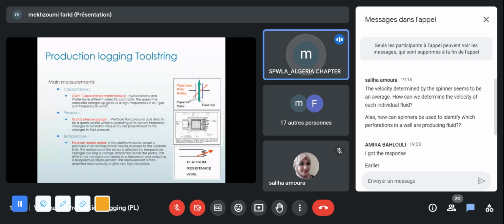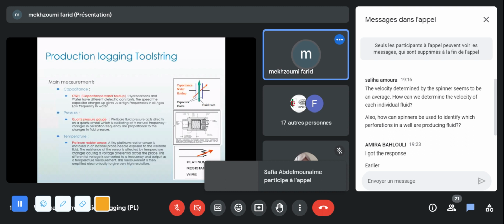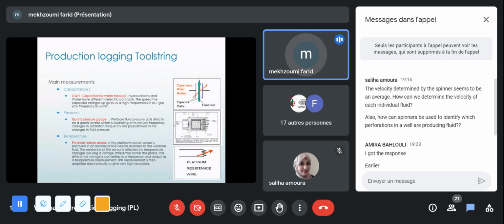Can spinners be used to identify which perforations in a well are producing? Yeah, the spinner responds to rotation and velocity. High velocity, high flow rate, high rotation. Even from the raw data, I can see the spinner increasing. You see it's stopping here, so you know that this zone is contributing. You can see it directly in the example.